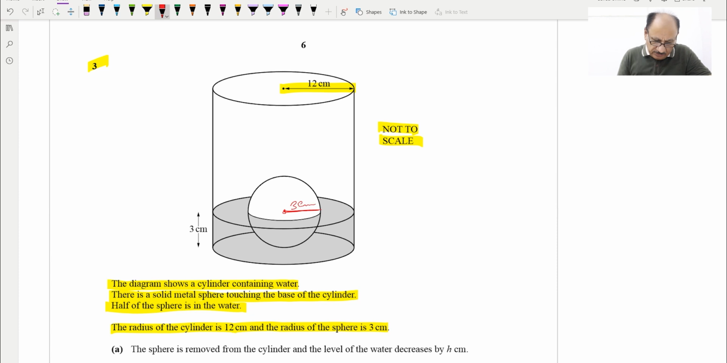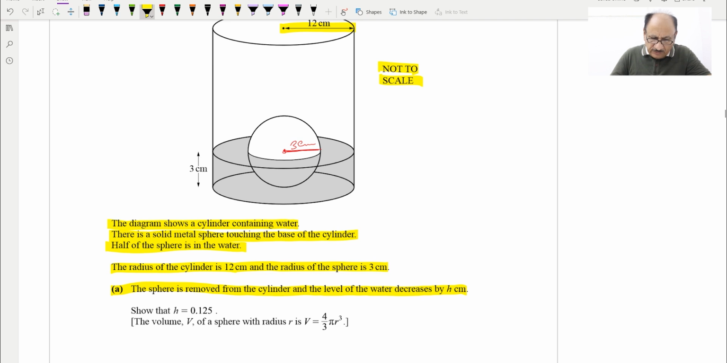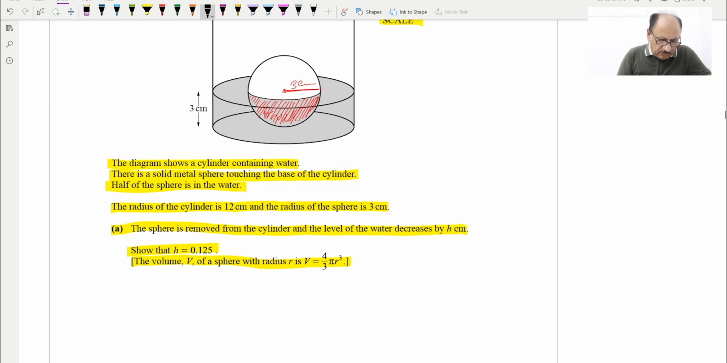Now next, they are saying in part a, the sphere is removed from the cylinder and the level of the water decreases by h. So the level of the water is decreased, and then show that h is equal to 0.125. The volume V of the sphere with radius r is V equals 4 by 3 pi r cube. So basically we require to find the volume of this hemisphere, and that will be the volume of water which is basically decreased. So first of all we will find the volume of the hemisphere.